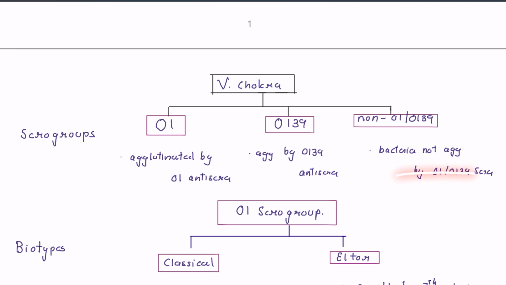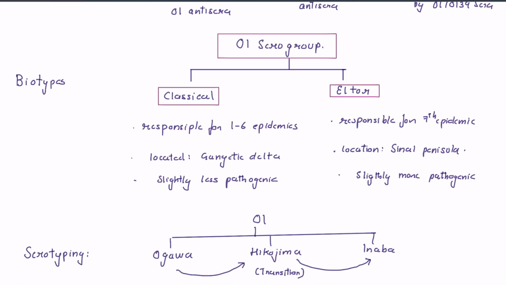Okay, next we'll go to biotypes. As I already have said, it is based on the biochemical and the microbiological properties. Under the O1 serogroup, we have classical and the El Tor type. The classical was responsible for the first 6 epidemics, and El Tor was responsible for the 7th epidemic. Classical started in the Gangetic Delta, and El Tor started in the Sinai Peninsula. Classical is slightly less pathogenic, and El Tor is slightly more pathogenic. El Tor is a newer version, and classical is an older version.